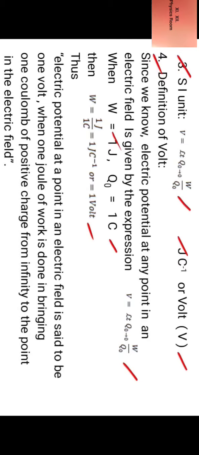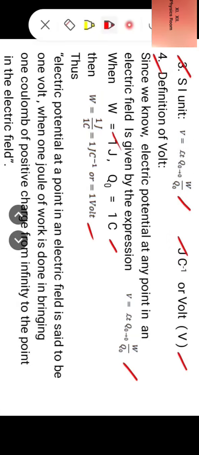Thus electric potential at a point in an electric field is said to be 1 volt when 1 joule of work is done in bringing 1 coulomb of positive charge from infinity to the point in the electric field. I repeat, electric potential at a point in an electric field is said to be 1 volt when 1 joule of work is done in bringing 1 coulomb of positive charge from infinity to the point in the electric field.